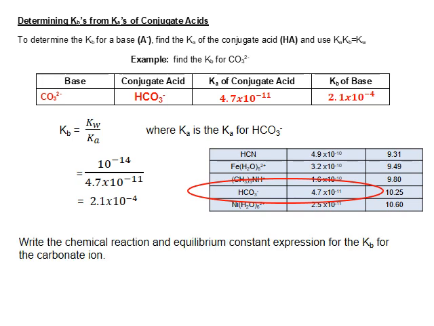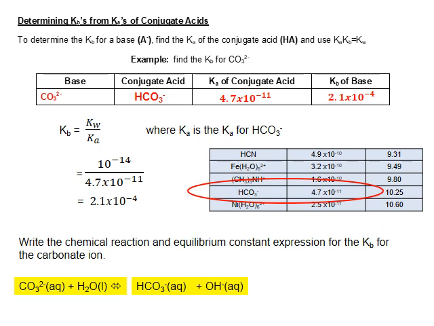Now write the chemical reaction and equilibrium constant expression that represents the Kb for the carbonate ion. Kb means we're talking about carbonate acting as a base in water. So the reactants will be carbonate ion plus water. Bases accept protons, so the carbonate ion will pick up a proton from the water to form the hydrogen carbonate ion. After the water donates its proton, it becomes the hydroxide ion.